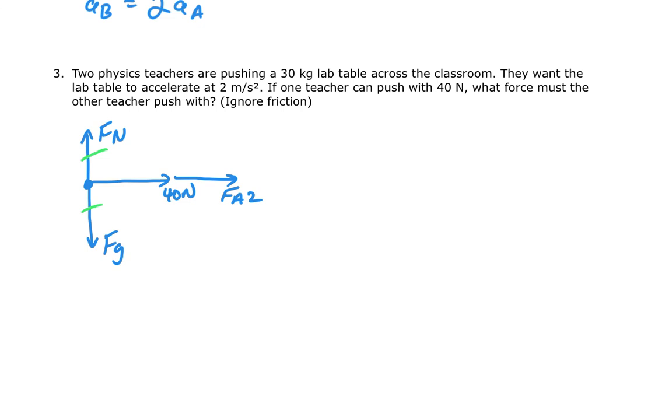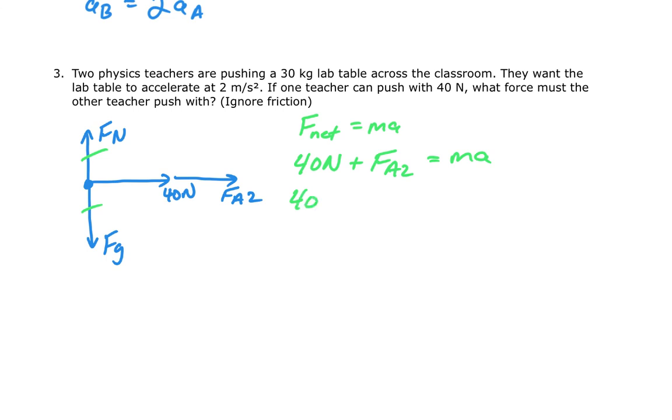Now when I want to write my F net equals ma, because that's always my second step: first step, free body diagram; second step, write F net equals ma. I can see that my net force is simply going to be the addition of the two applied forces from the teachers. So 40 newtons plus, and I'm sure they're pushing in the same direction, this F applied 2. So that's the net force. That's the left side of the equation. Now that has to equal the mass times the acceleration of the object.